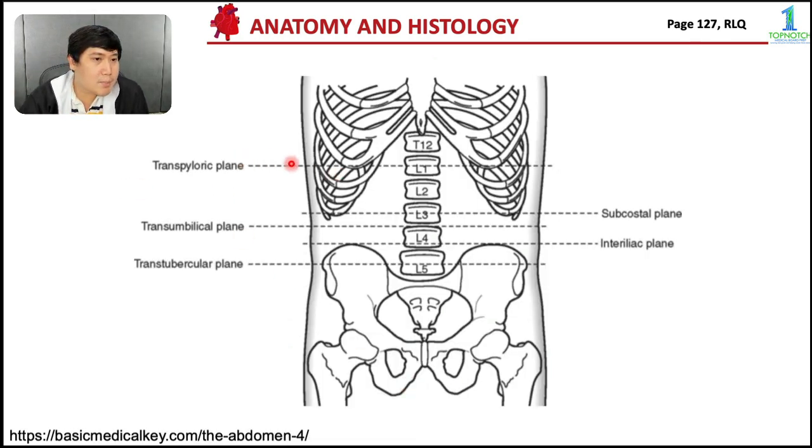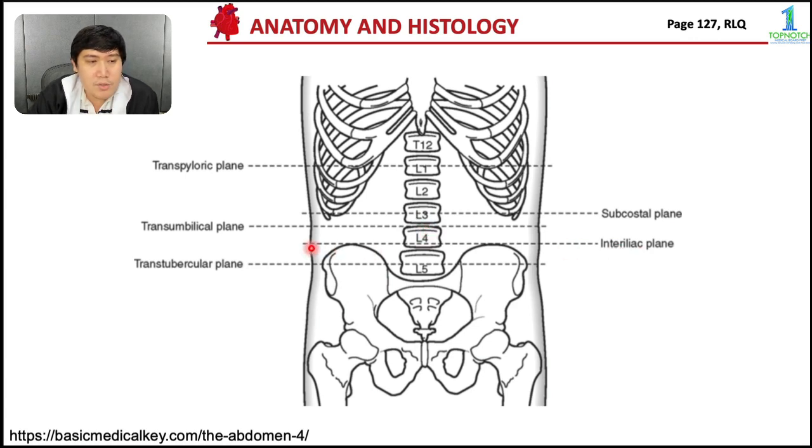Your transpyloric plane: at the pylorus, when you put an imaginary line, it lies at the level of L1. Subcostal plane, the lowest border of the ribs, is at L3. Transumbilical plane: when you draw an imaginary horizontal line at the level of the umbilicus, it lies at the IV disc of L3 and L4.